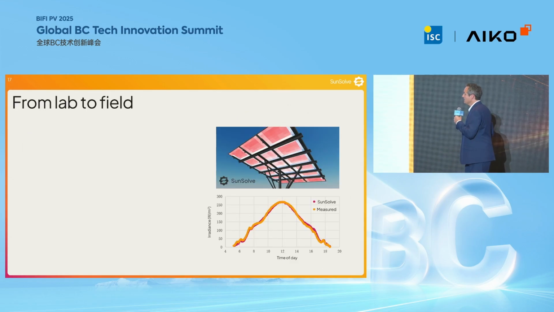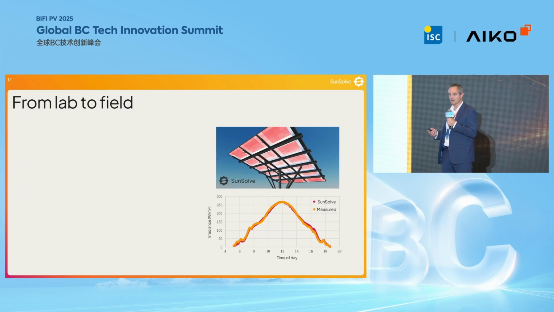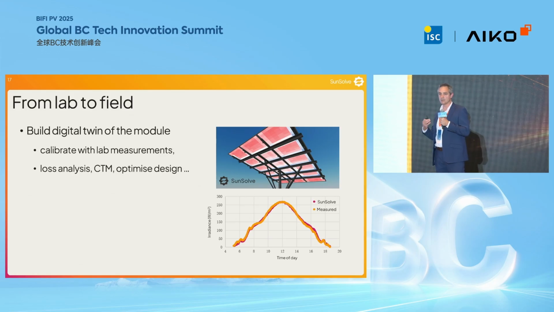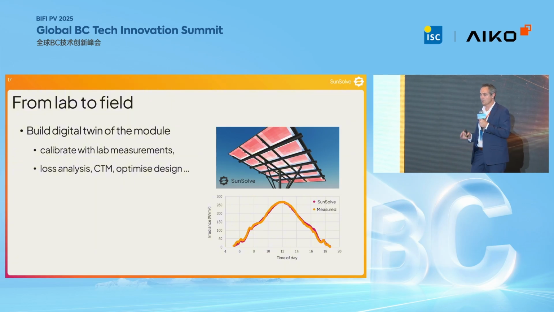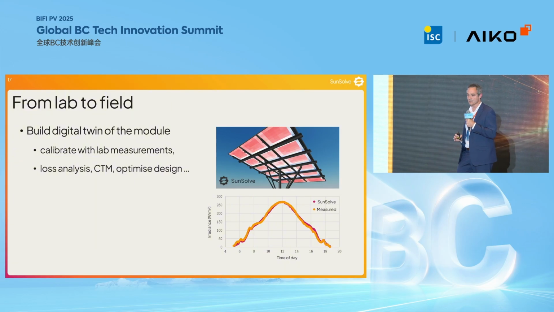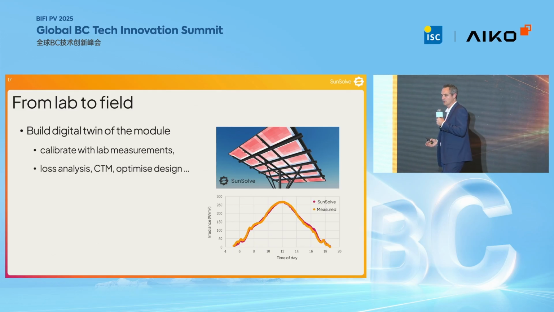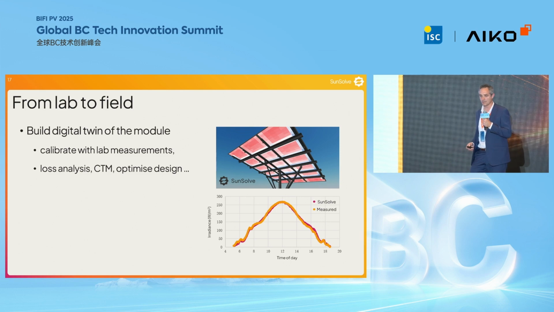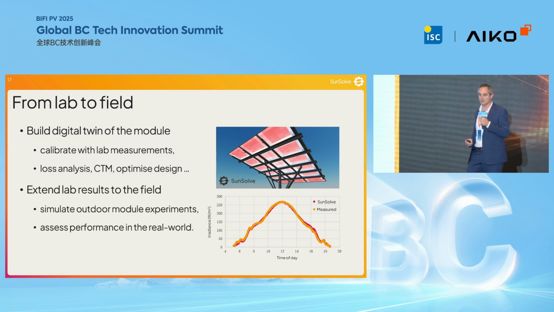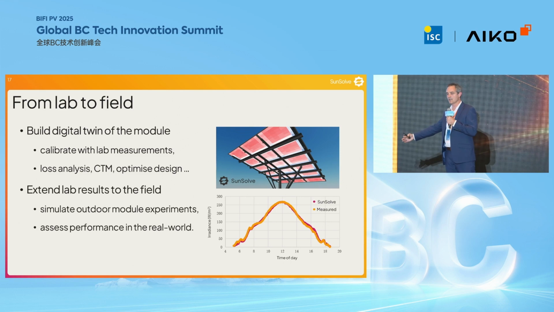So with that, I'd just like to summarise that we've talked a little bit about creating a digital twin in the lab within your simulation tools. You can do that in SunSolve all the way up to the module level. You can do it on a cell level with Quokka as well. And so we calibrate that with these lab measurements, and we can do a range of things with that digital twin. We can do loss analysis, we can look at CTM, we can optimise design, but we can also then extend those lab results into the field.